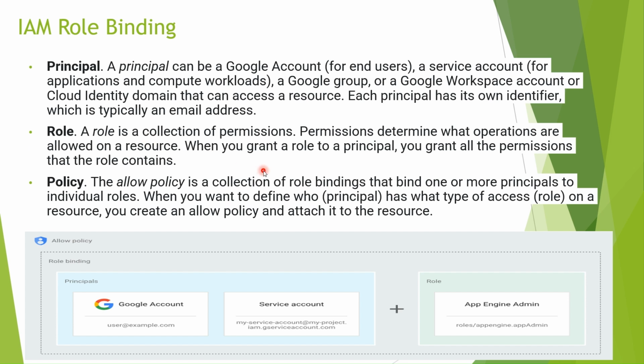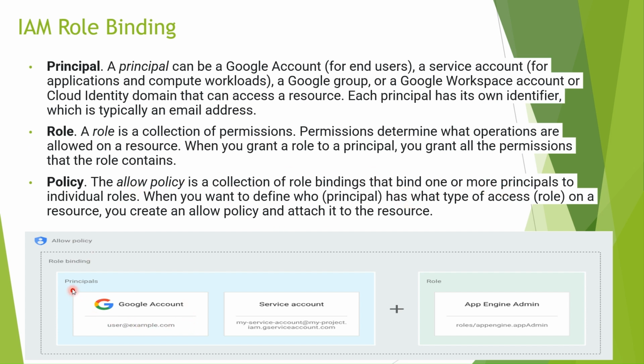So when we grant a role to a principal, we grant all the permissions that the role contains. If compute instance admin contains, say, 100 permissions, all those permissions will be assigned to that specific principal when we grant the role. And this allow policy is a collection of role bindings that bind one or more principals to individual roles.